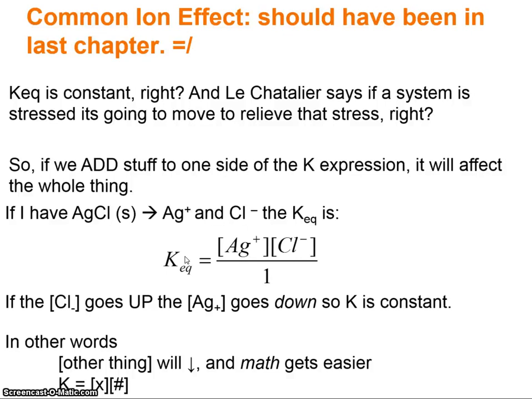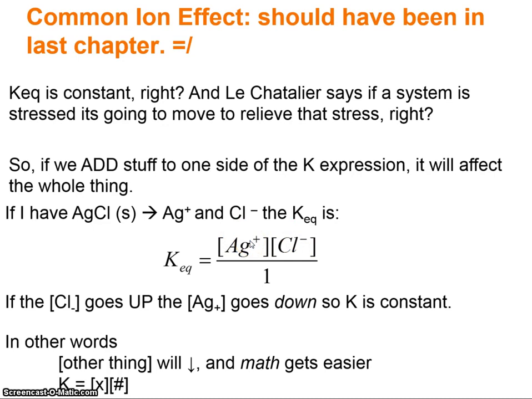So we know KEQ is a constant, right? And Le Chatelier says that if a system is stressed, it's going to move to relieve that stress. So if we add stuff to one side of the K expression, it will affect the whole thing. So if I've got this chemical reaction here, where AgCl solid dissociates into Ag+ and Cl-, I've got a KEQ for this, which is Ag+ times Cl- over 1, because this is a solid. And later on, we'll call this KSP. Let's give it a fancy name, just KSP. So if the Cl- ion concentration goes up, the Ag+ concentration goes down so that K is constant.